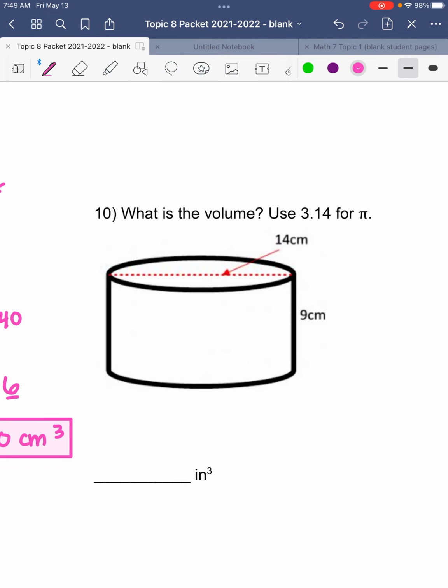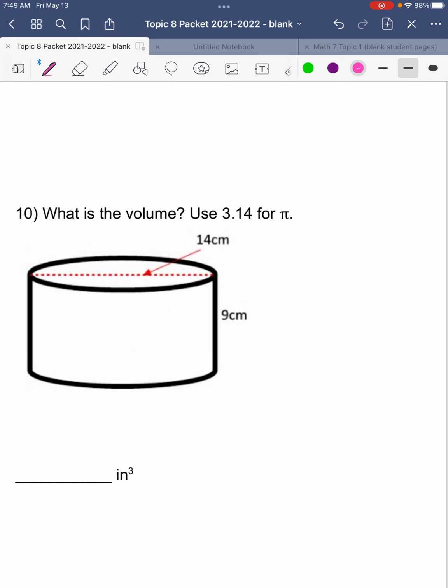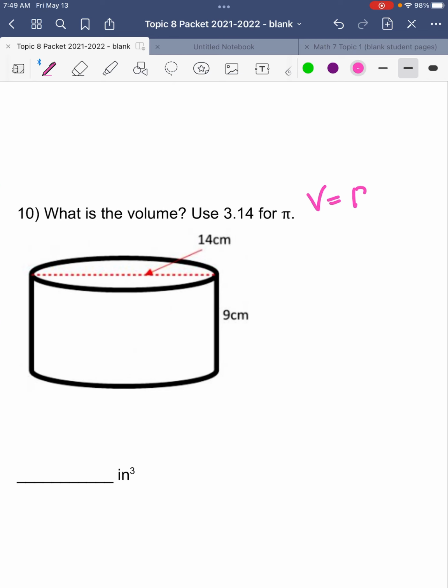What is the volume of this cylinder? We're told to use 3.14 for pi. So I know that volume is big B times H, where big B is the area of the base. So the area of the base here is going to be the area of that circle, right? Well, what is the area of a circle? The area of a circle is pi times the radius squared. So pi times the radius squared, right?